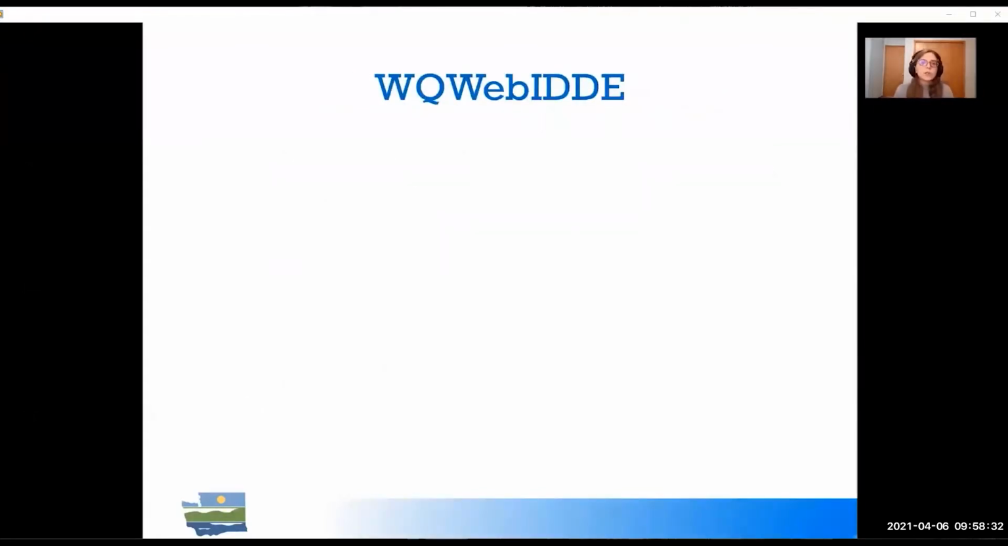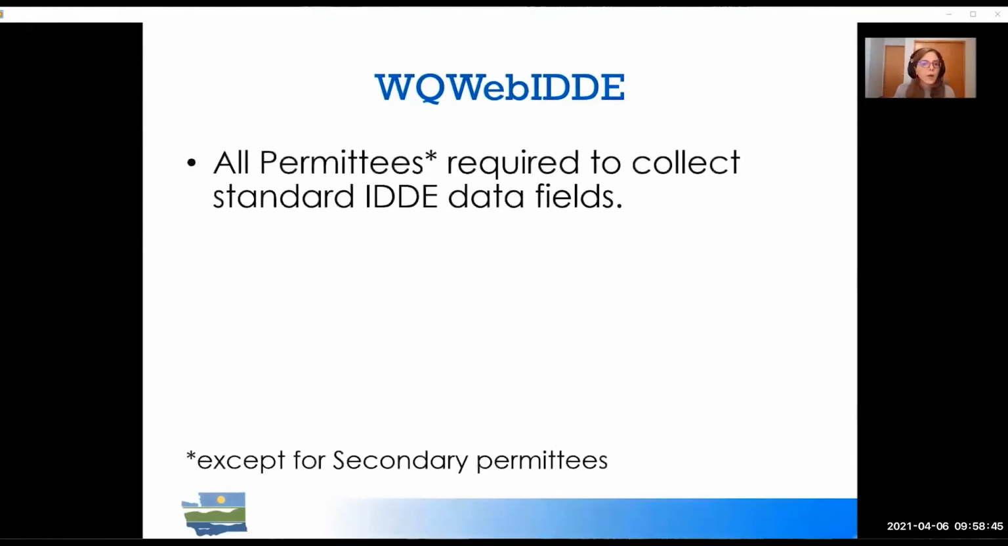New in the 2019-2024 Phase 1 and 2 permits and WSDOT's MS4 permit is a standardized reporting form for IDDE annual reporting called Water Quality Web IDDE. All permittees except secondary permittees must use Web IDDE. Web IDDE is for annual reporting specifically, and it does not replace the permit's G3 immediate reporting.